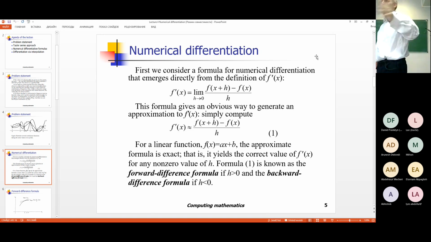Suppose we forget this rule and apply formula number 1 to find the derivative. Let's apply formula number 1: f of x plus h minus f of x over h, where h is some positive value, some fixed number.